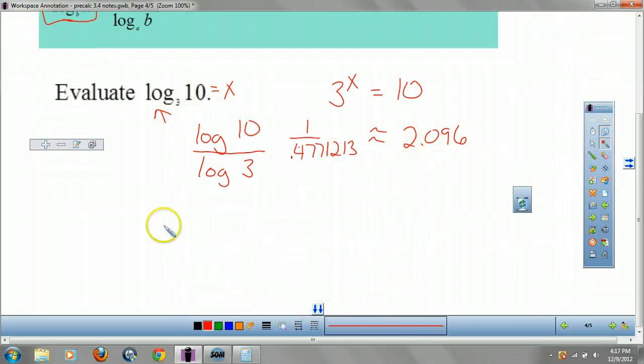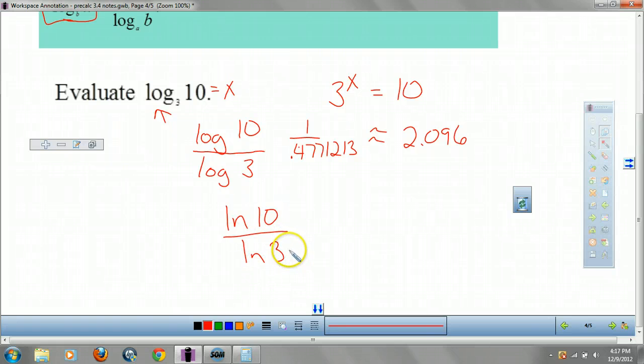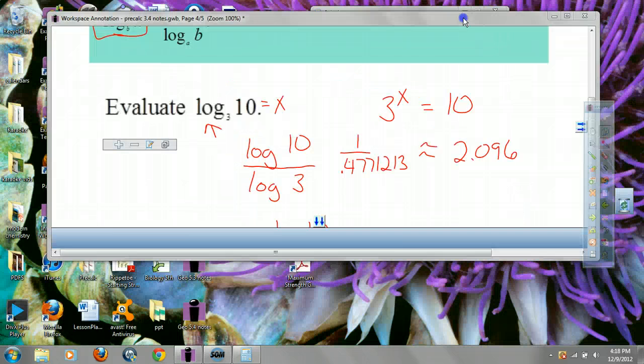Okay, let's do another quick example, and I'm going to use natural log. Or actually, watch this. You think I get the same answer if I do natural log over natural log? You guys want to try it? Well, let's try it.